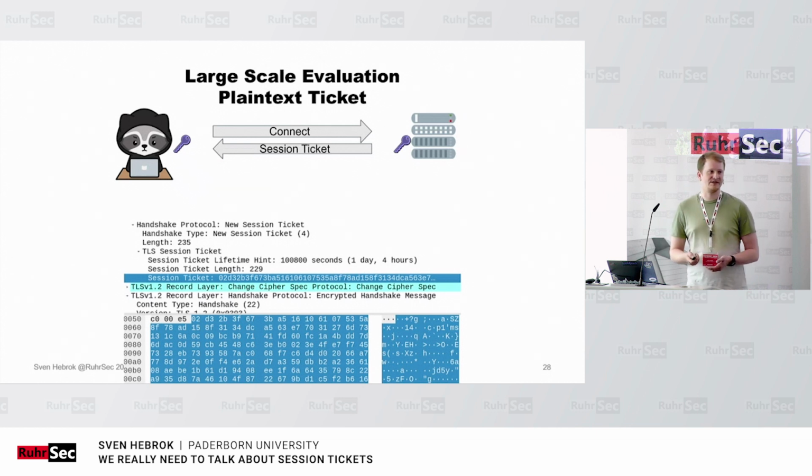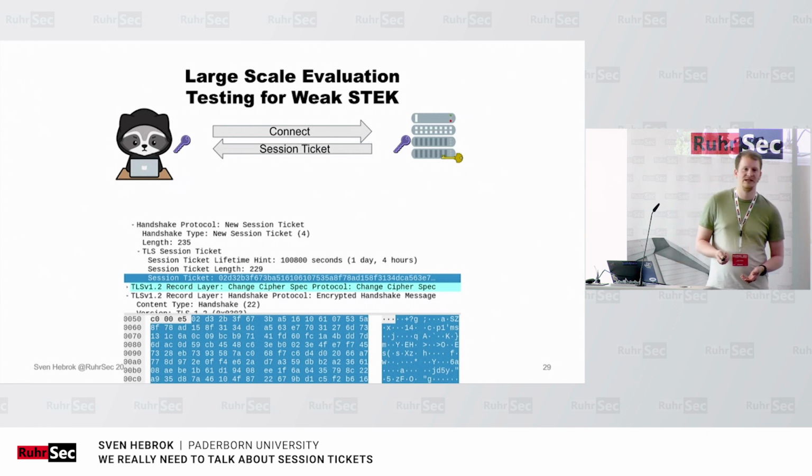Okay, that check is doable. But now, if the ticket is actually encrypted, what do we check for? We can't search for the master secret. We also can't encrypt the master secret and check for that ciphertext, because how would we encrypt it?